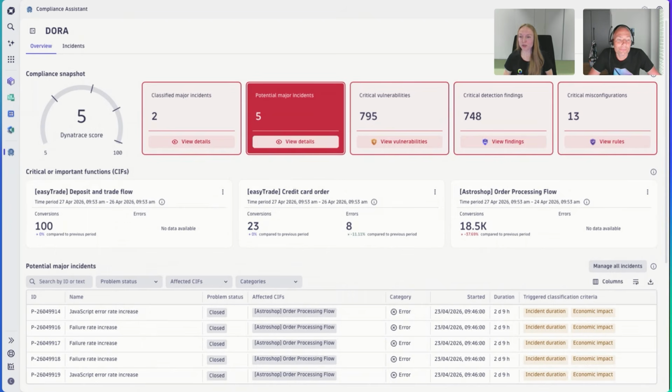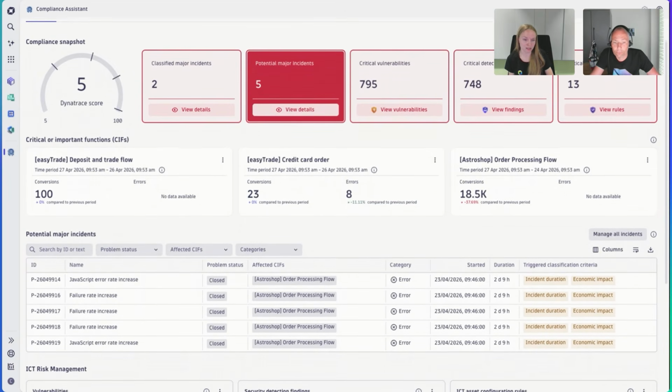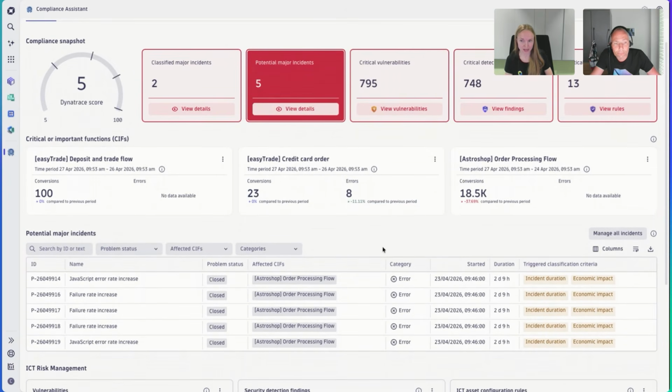Yes. So first of all, one of the key pillars of DORA is to have a strong mechanism to manage incidents, classify them, and report them. So let me walk you through how we are handling this specific requirement in Compliance Assistant.